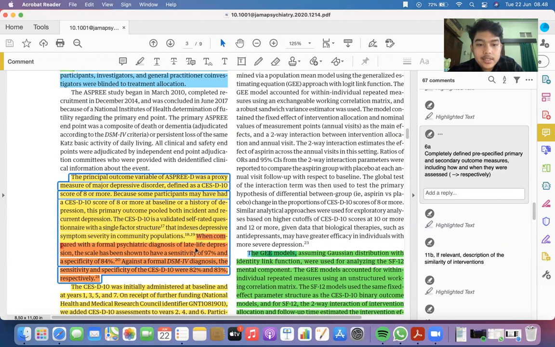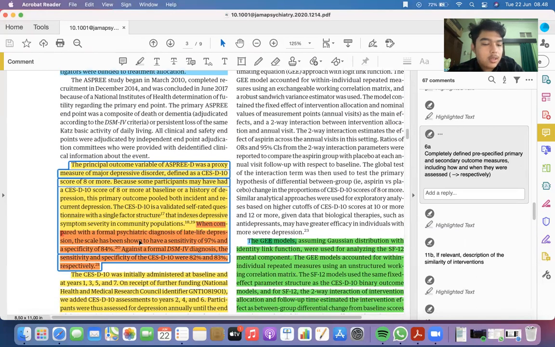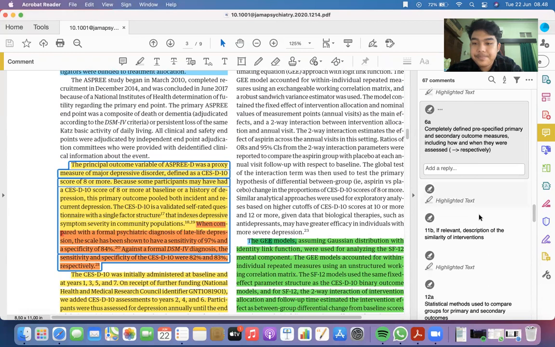The CES-D10 is a validated self-rated questionnaire with a single factor structure that indexes depressive symptom severity in community populations. When compared with a formal psychiatric diagnosis of late-life depression, the scale has been shown to have a sensitivity of 97% and a specificity of 84%. Against a formal DSM-4 diagnosis, the sensitivity and specificity of the CES-D10 were 82% and 83% respectively.